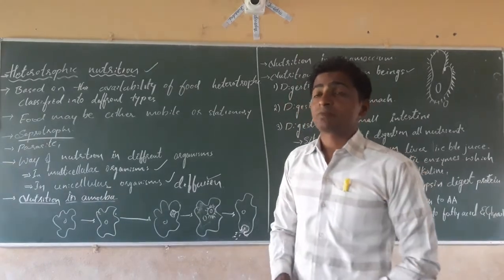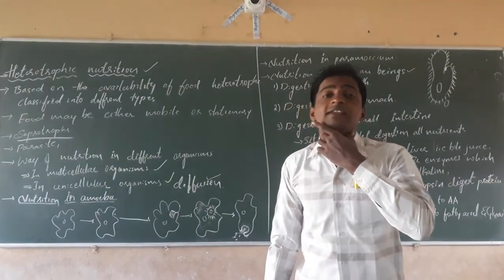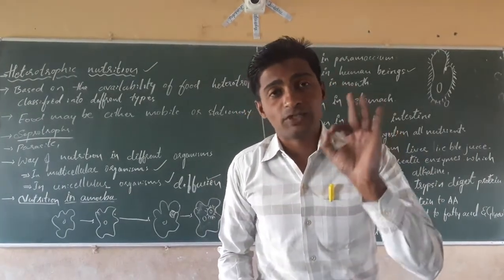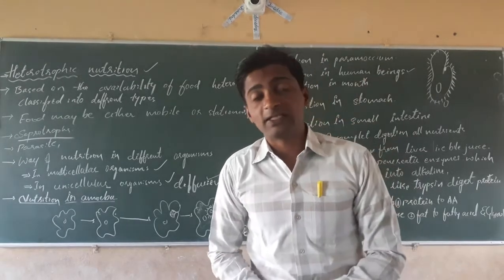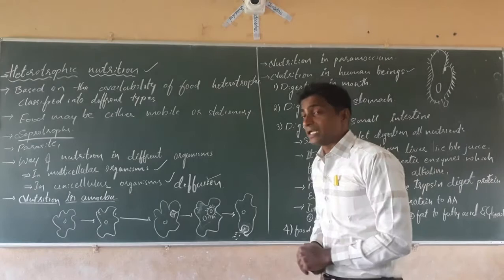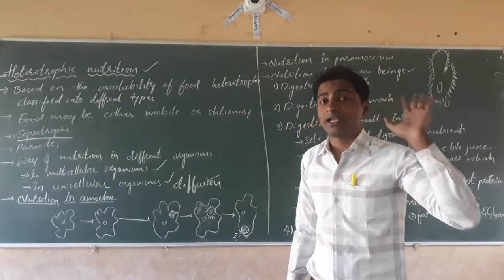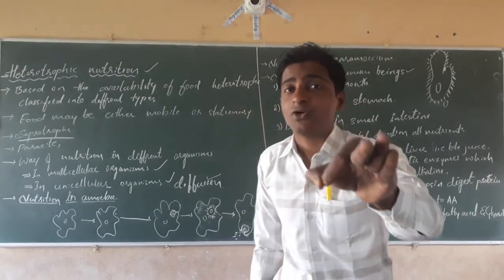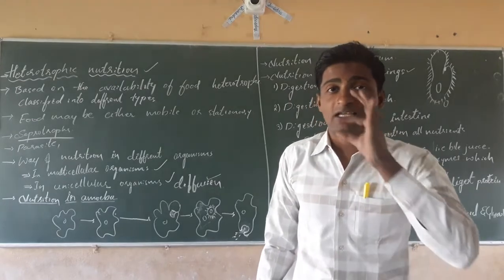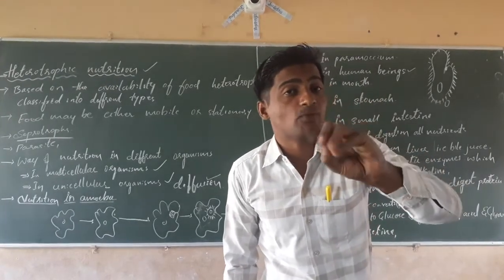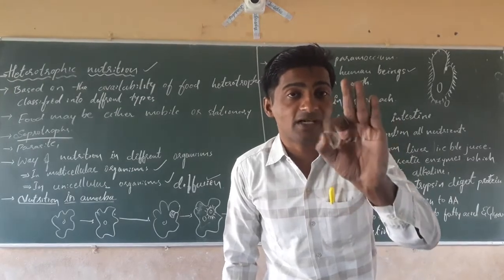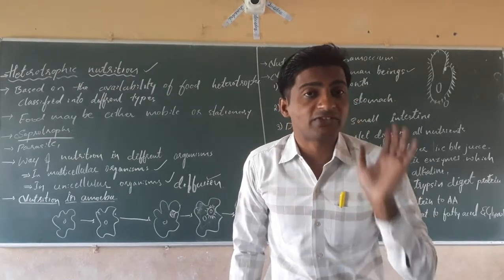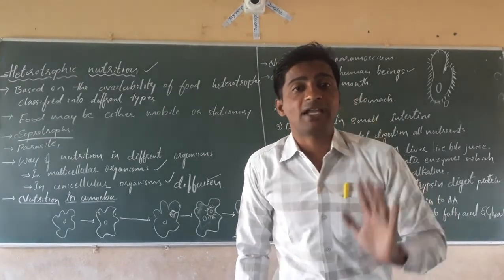The next, dear students, here in the mouth, what happens? Saliva is secreted from the salivary glands, which contains salivary amylase. The salivary amylase digests the starch, which is a carbohydrate, into simple sugars. In the mouth, digestion of carbohydrates takes place. The food contains different nutrients: carbohydrates, proteins, lipids, fats. First, carbohydrate digestion takes place in the mouth, with the help of salivary amylase.